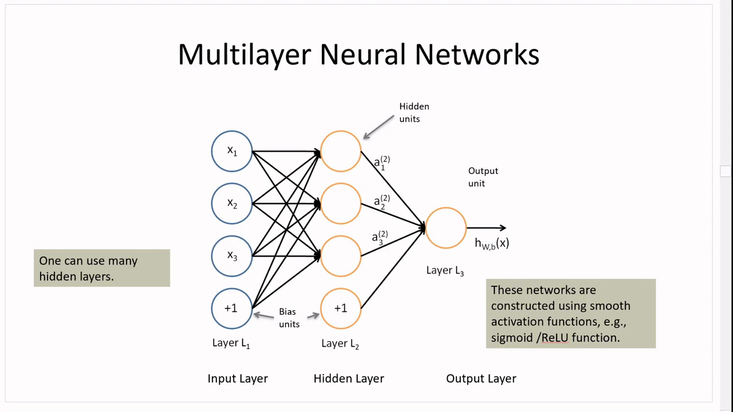Multi-layer neural networks. These networks, as the name suggests, use multiple layers of neurons to achieve desired learning. These networks are constructed using smooth activation functions, for example, sigmoidal or ReLU function. And these networks can have many hidden layers. Although I have shown only one hidden layer, one can have multiple hidden layers.